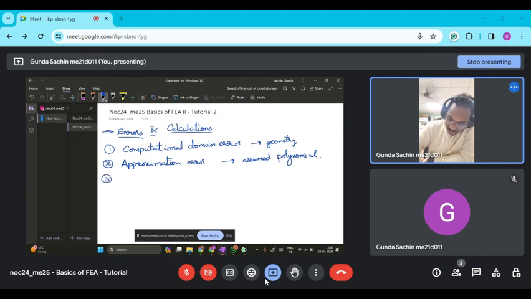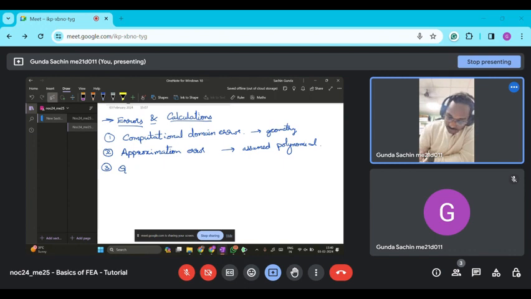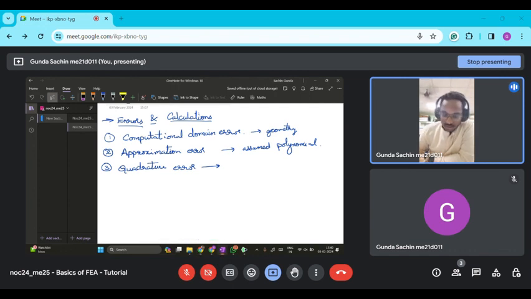Then we need to calculate the integrals, and we use a quadrature rule to calculate the integral. So the integrals which we calculate, especially while doing the coding, are calculated numerically, and they introduce some error. It is called quadrature error.